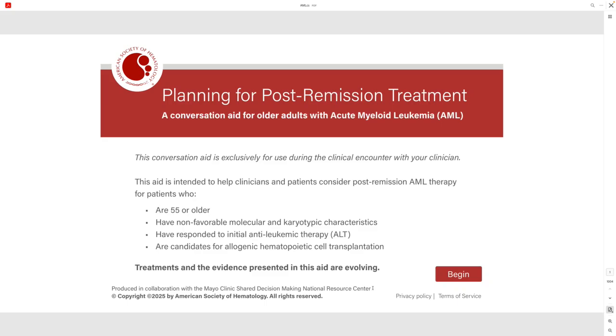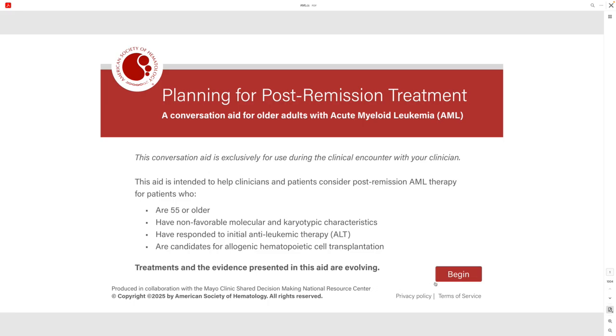ASH tool for planning post-remission treatment for patients with acute myeloid leukemia. This was work produced by ASH in collaboration with the Mayo Clinic Shared Decision Making National Resource Center. This is a conversation aid to help older patients and their clinicians discuss post-remission treatment. It's not a script. It's not intended to help discuss anything other than concerns your patient may have related to this treatment and find the approach that's best for them.